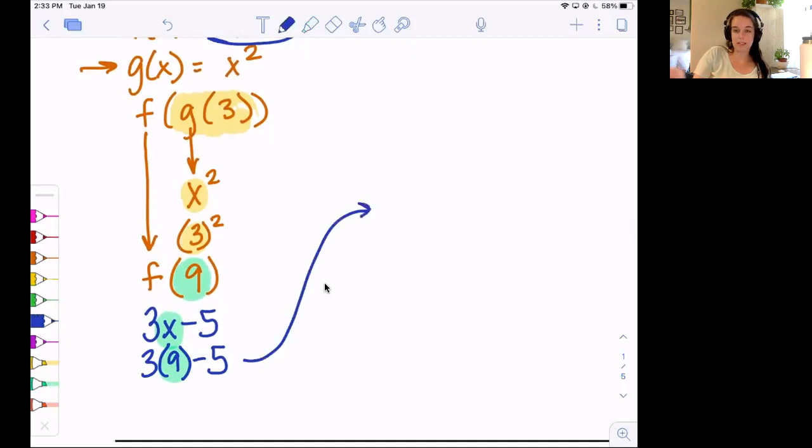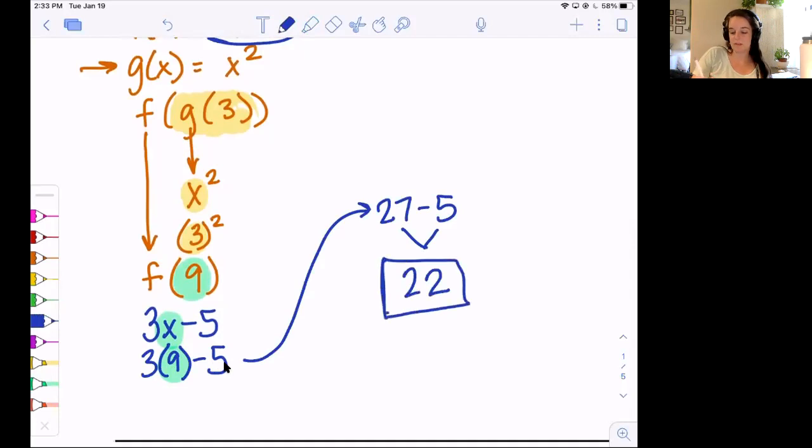3 times 9 is 27. Thanks, Melanie. Minus the 5. So 27 minus 5 would be 22. Thanks, Emiliano. 22. Just like that. So I would say that f of g of 3 equals 22. 22 is my answer.